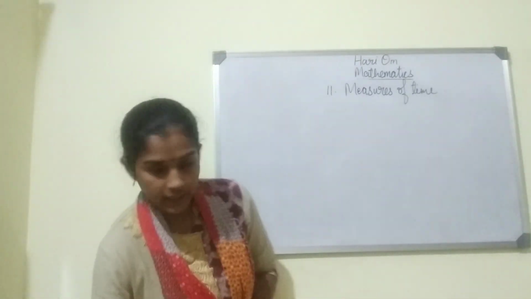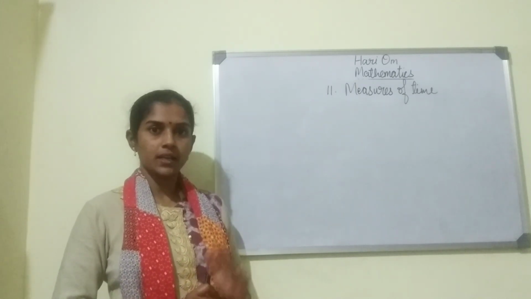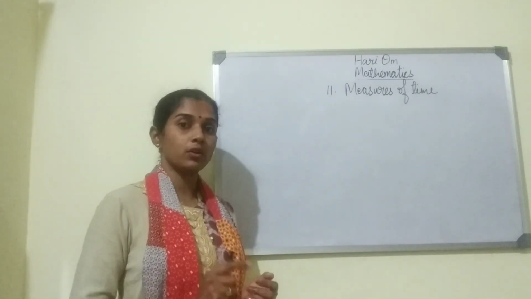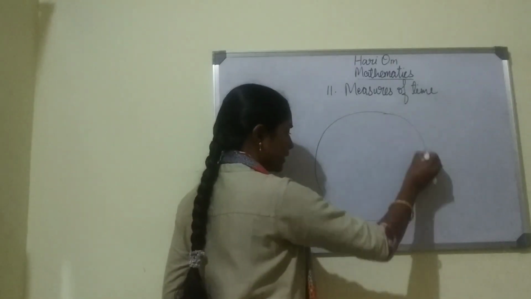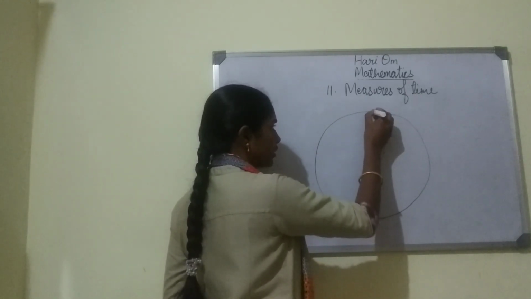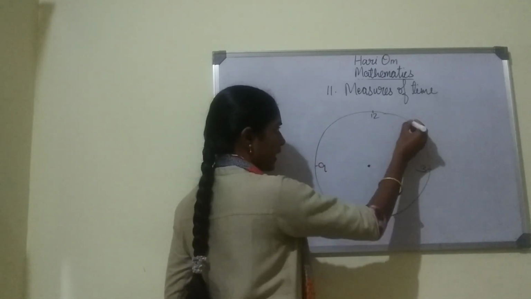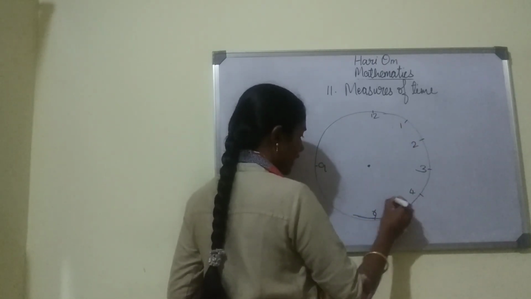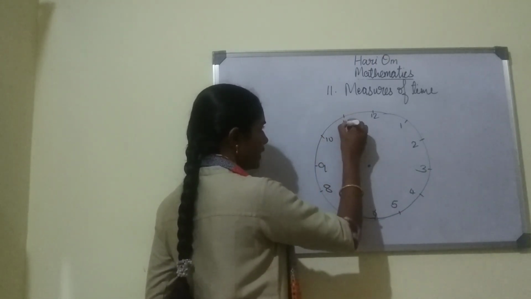Hello children. In measures of time, in the previous classes, we learned how to read the time in the clock. We learned the exact time, that is 5 o'clock, 6 o'clock, and we also learned how to read half past. We learned that we can find 12 numbers in the clock: 12 on the top, 6, 3 and 9, and in between 1, 2, 4, 5, 7, 8, 10 and 11.